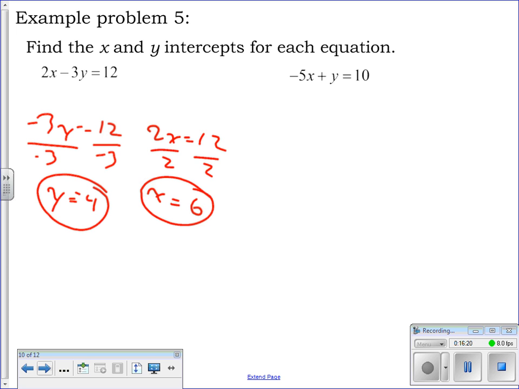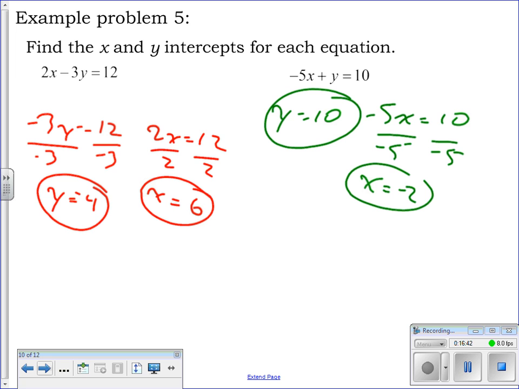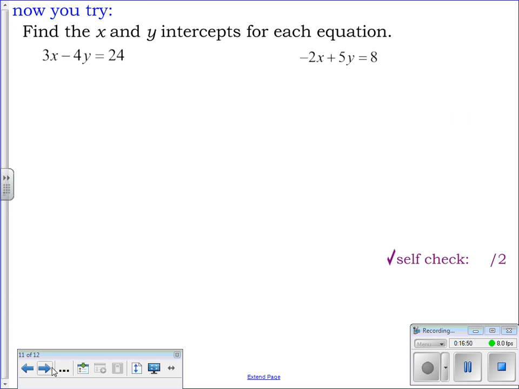Same idea. Cover up the x's. Oh, that's really easy. Y equals 10. Cover up the y. Ooh, negative 5x equals 10. Divide by negative 5. X equals negative 2. X and y intercept. Let the x equal 0, find the y-intercept. Let the y equal 0, find the x-intercept. Your turn.